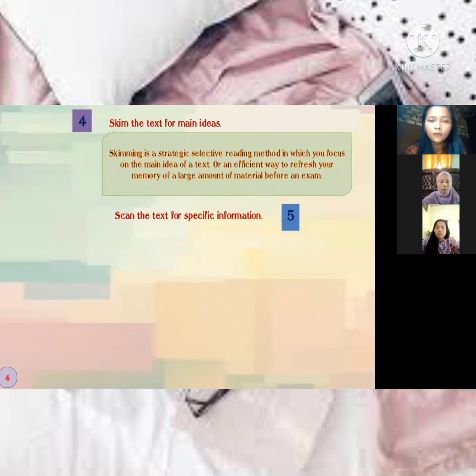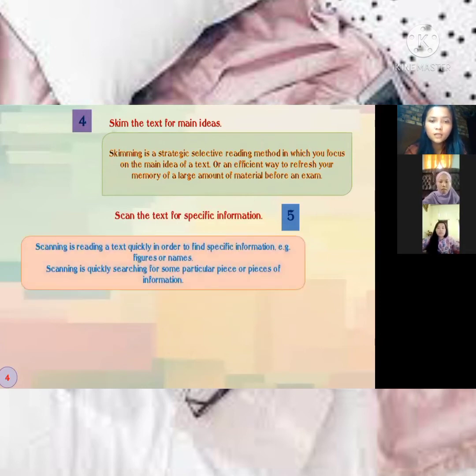And number 5, scan the text for specific information. Scanning is reading a text quickly in order to find specific information, for example, figures or names. Scanning is quickly searching for some particular page or pieces of information.